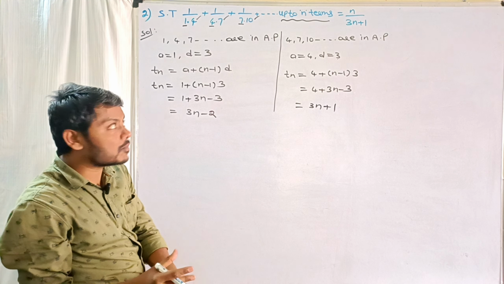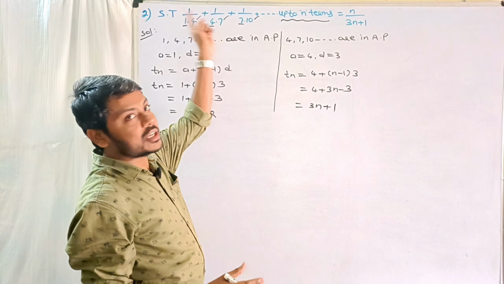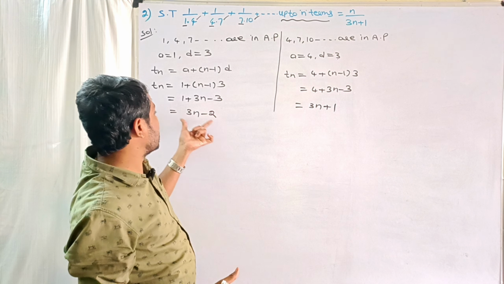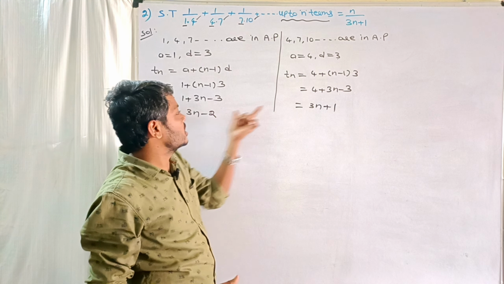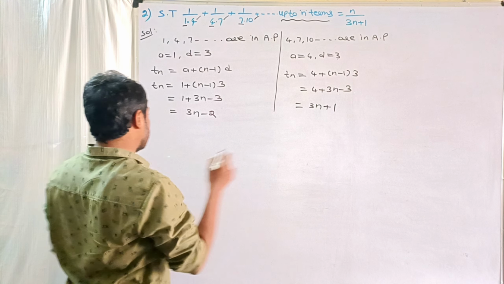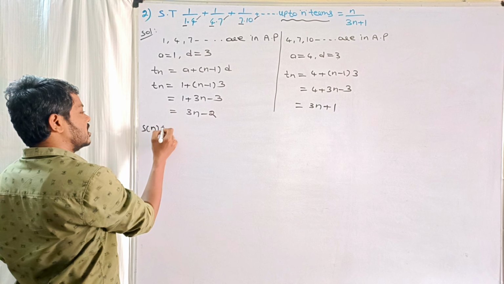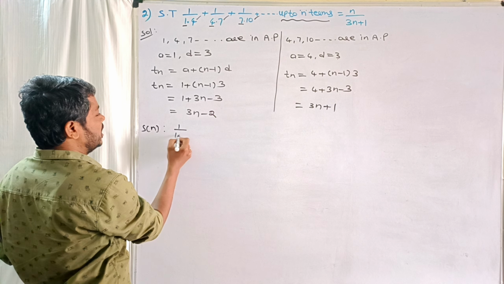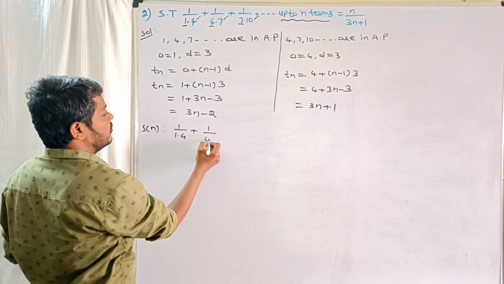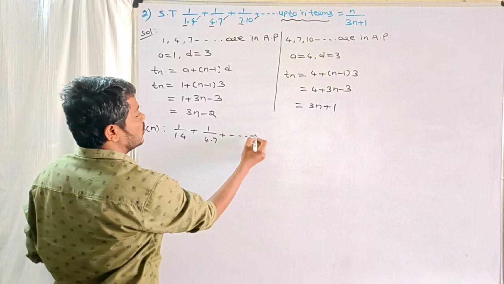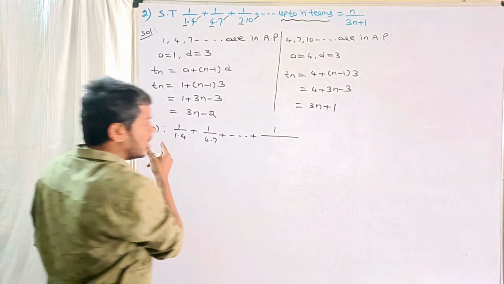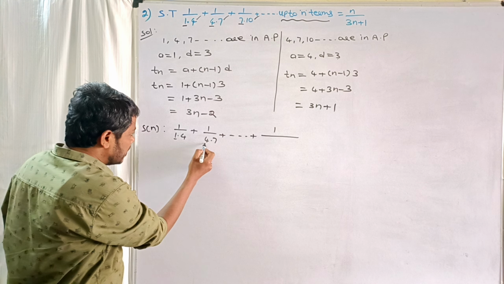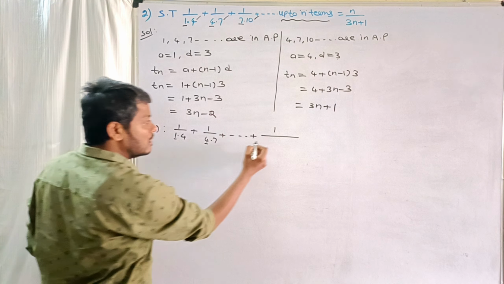Therefore, what is the nth term? See, the numerator is common. 1 by the denominator, the product of the terms. So, the product of these two terms: (3n minus 2) into (3n plus 1). Now, we can write the given statement S of n. So, what is S of n? 1 by 1 into 4 plus 1 by 4 into 7 and so on. The numerator is common for all the terms. Write 1 as it is. And for the first terms, what is the nth term? 3n minus 2.